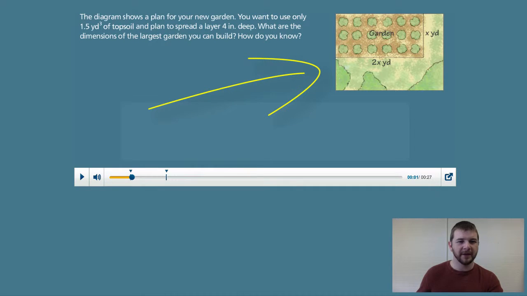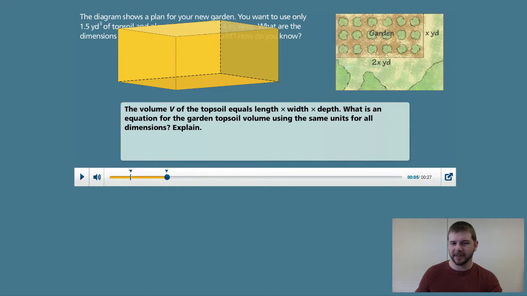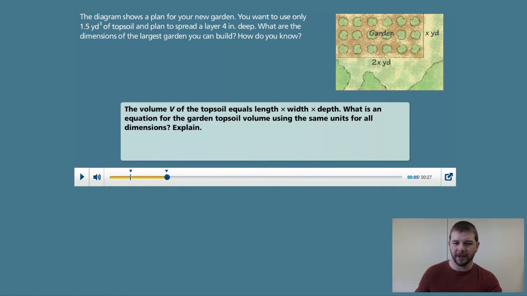The diagram shows a plan for your new garden. You want to use only 1.5 cubic yards of topsoil and plan to spread a layer 4 inches deep. What are the dimensions of the largest garden you can build? And how do you know? Well, we know the volume of the topsoil will equal length times width times depth. That's because it's really just a rectangular prism. What is an equation for the garden topsoil volume using the same units for all dimensions? Explain.